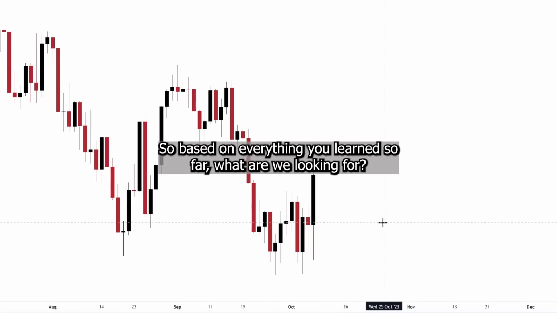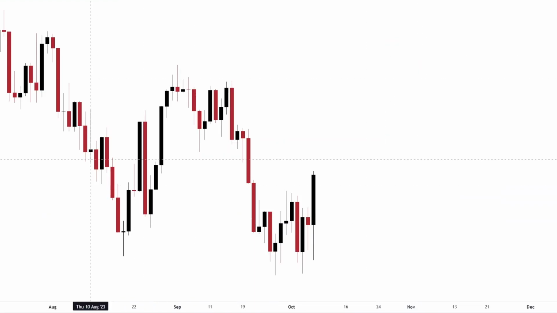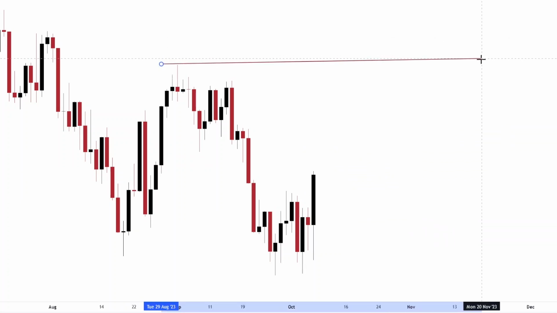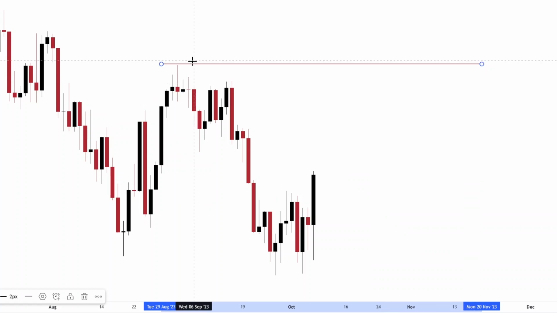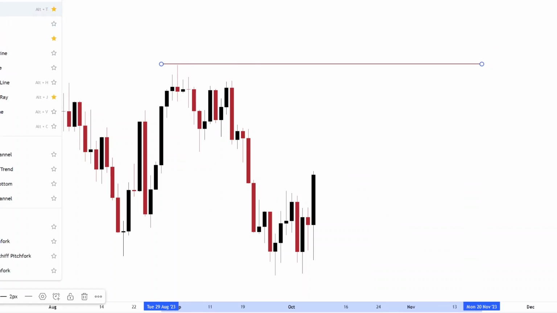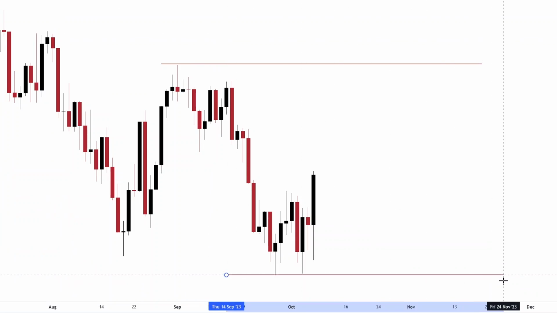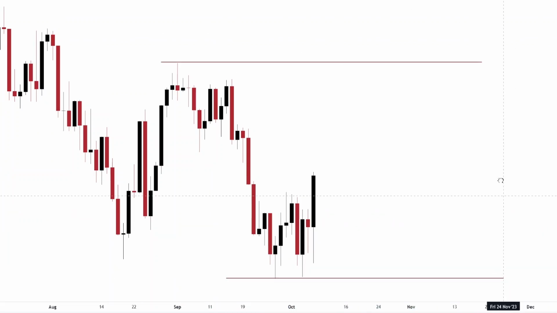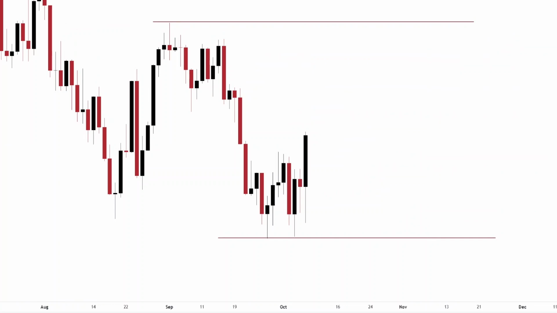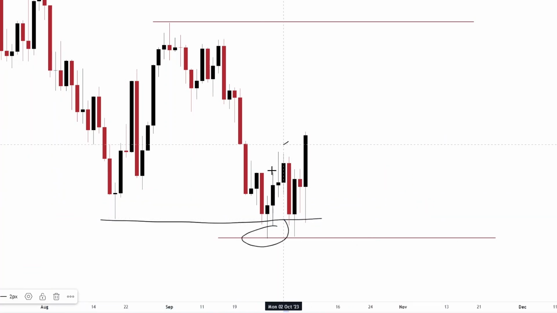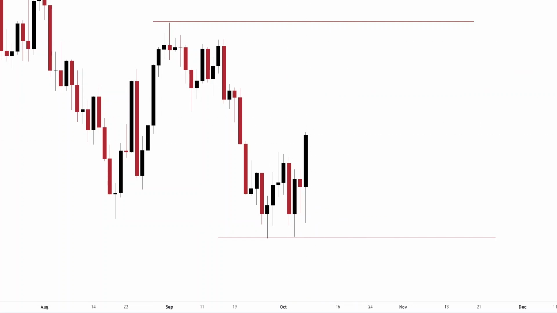So based on everything you learned so far, what are we looking for? As you can see, first thing you want to do is mark out your range. So here you have your swing high and here you have your swing low. And why is this our range? Because as you can see, what happened here was that price broke this structure, wicked below, and came back inside of the range to start new micro structure. So what does that tell us? That tells us that this is our range. This is our current range.